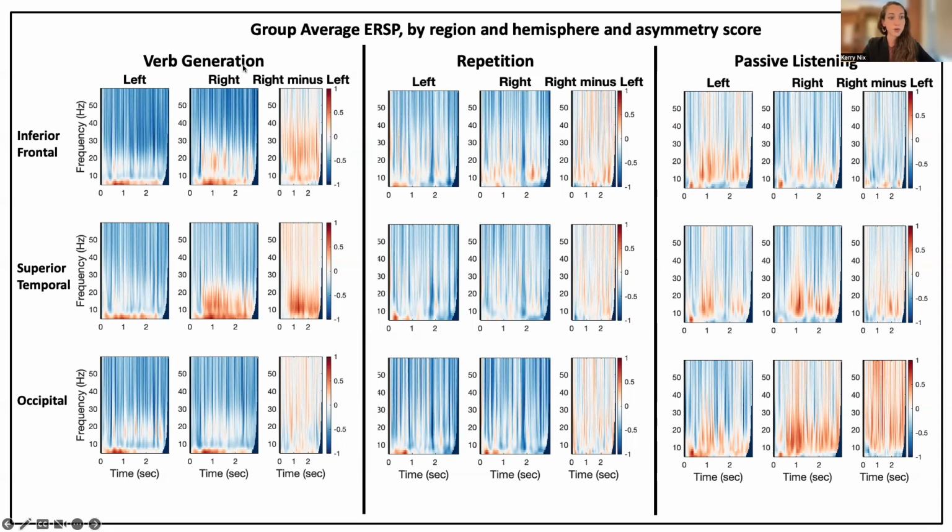For the asymmetry score plots, which is this right column here, here, and here, red indicates the log power change from baseline was more positive in the right versus left hemisphere, and blue indicates that the log power change from baseline was more positive in the left than the right hemisphere.